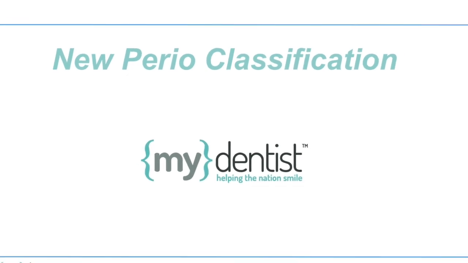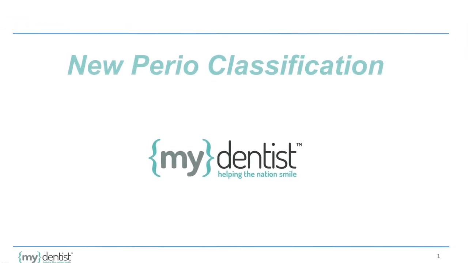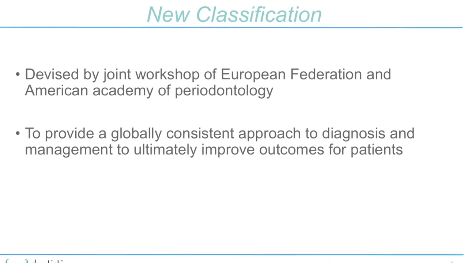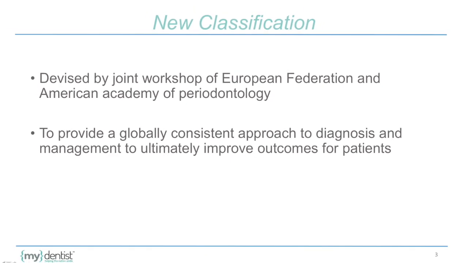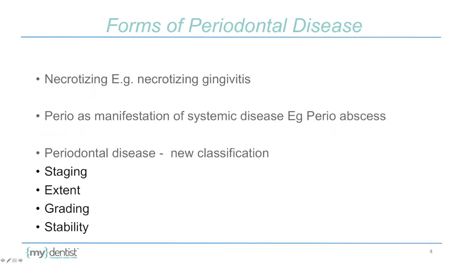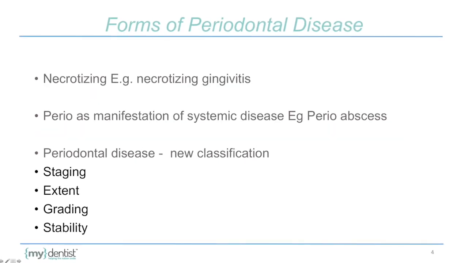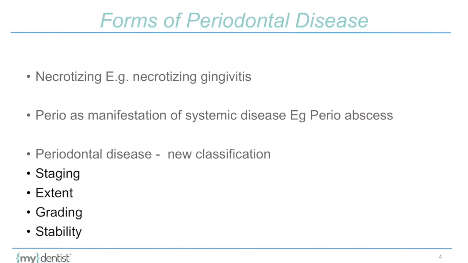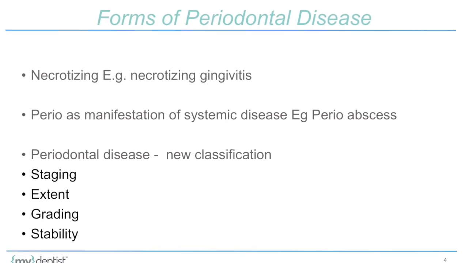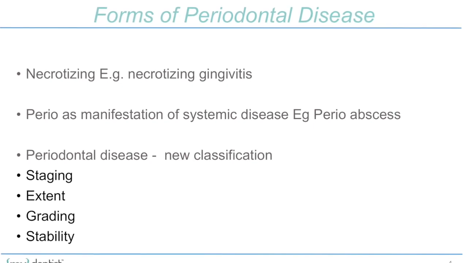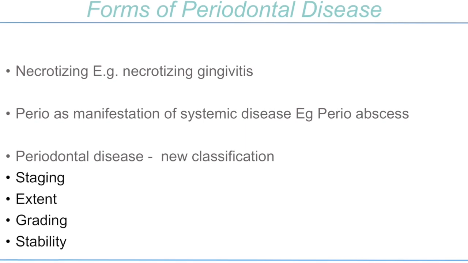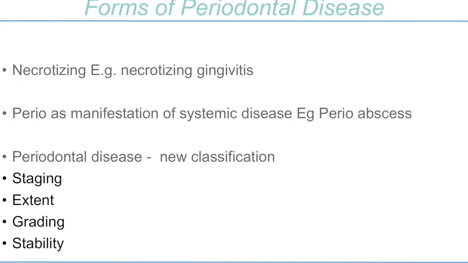Hello, this is about the new Perio classification. This classification has been brought in to allow some consistency with both diagnosis and management of periodontal patients. There's normal forms of periodontal disease such as necrotizing gingivitis or manifestations of systemic disease, and then you have periodontal disease, which is what this new classification relates to. And it gives us 4 areas that we need to cover.